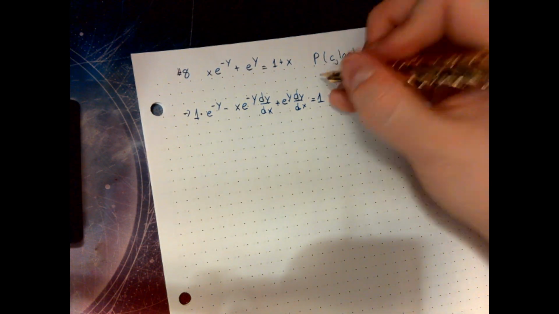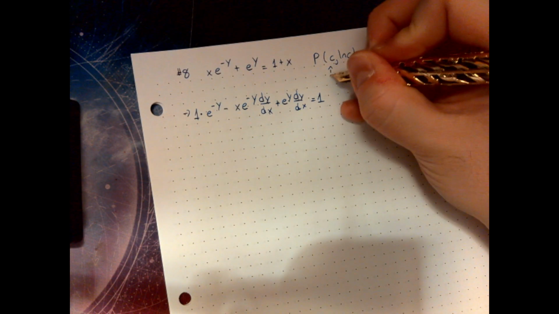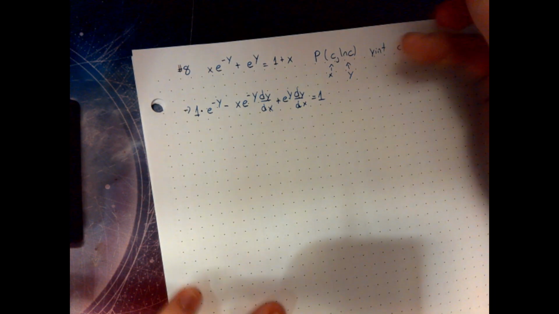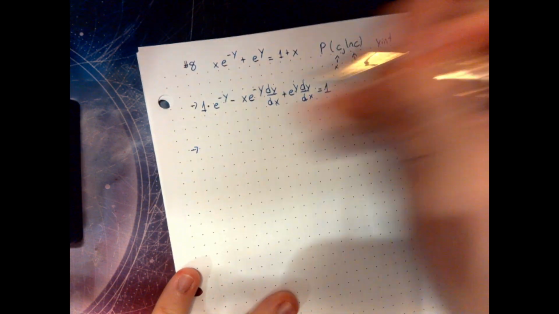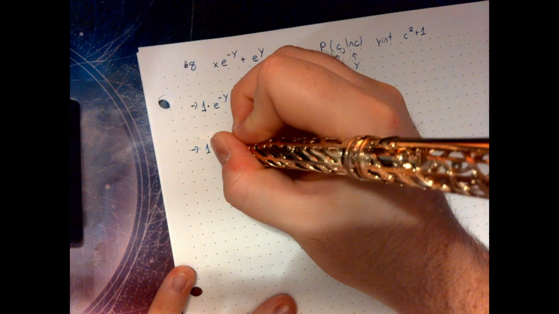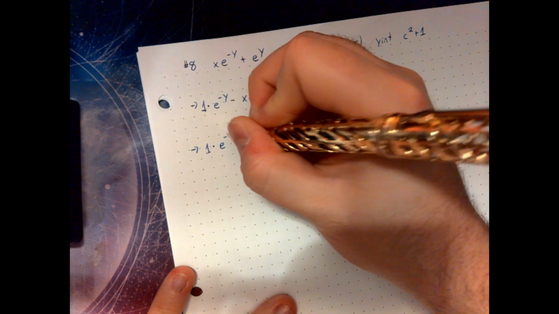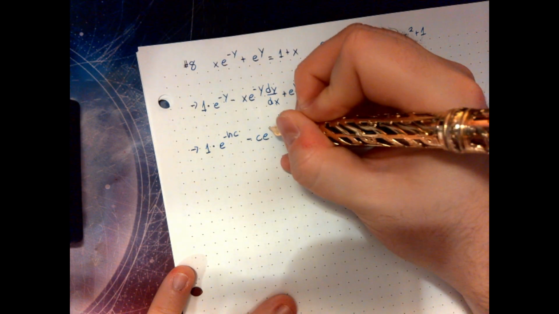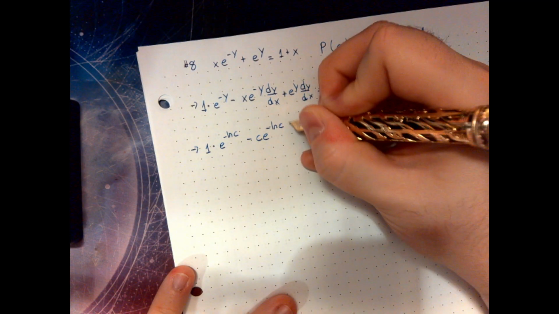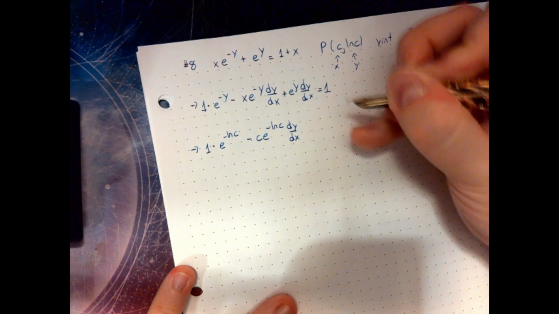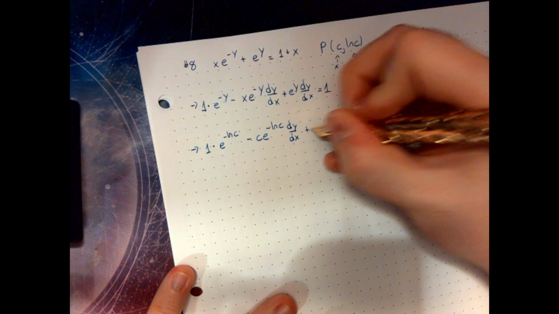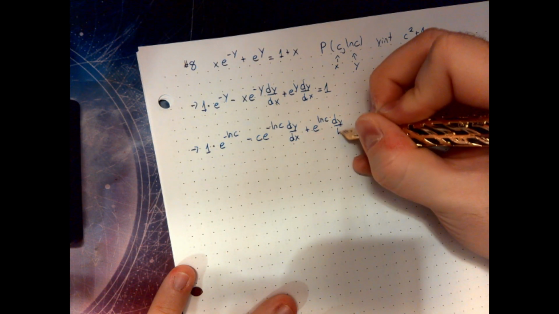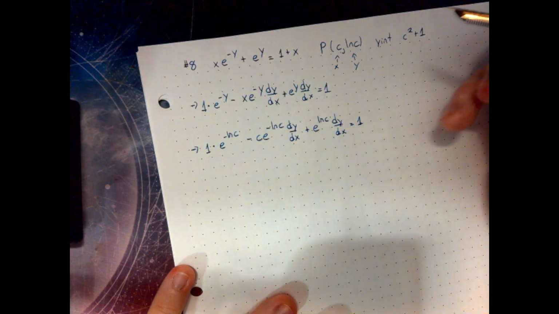Okay? And now at this point, I'm going to start replacing my values, right? This is going to be my x value. This is going to be my y value, wherever I see it. So, plugging those two values in, I get 1 times e to the minus ln of c, minus c e to the minus ln of c times dy/dx, plus e to the ln of c dy/dx is equal to 1. So not super pretty, but we can deal with it.